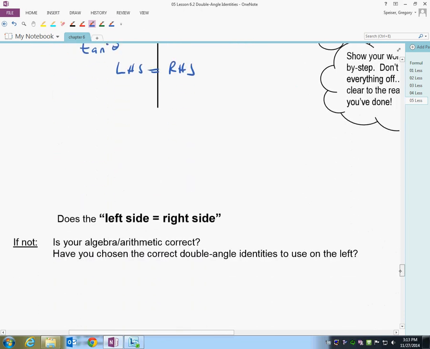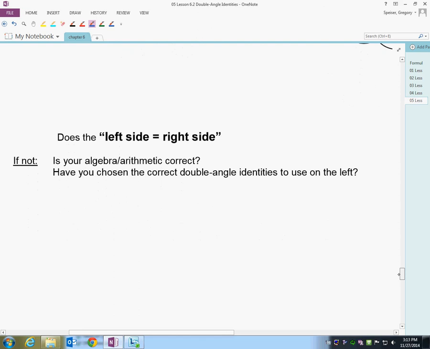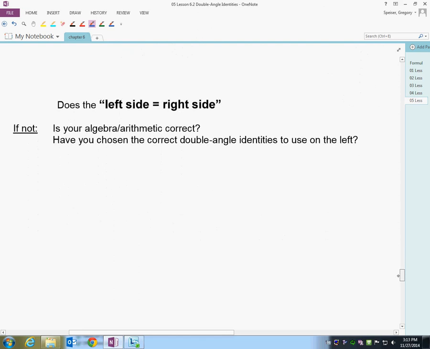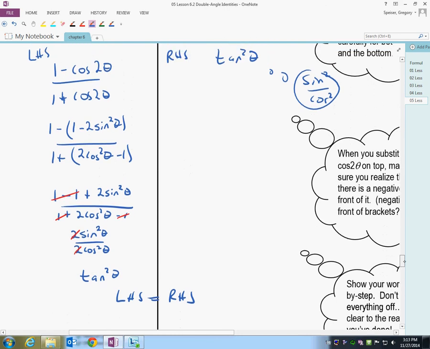Excellent. Okay. Is your algebra correct? Have you chosen the correct double identities to use on the left? And really, we could have picked something else, and it still could have worked.